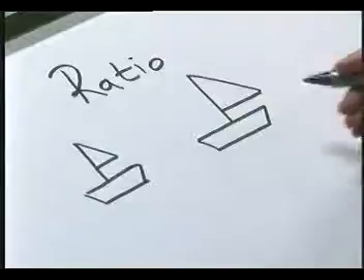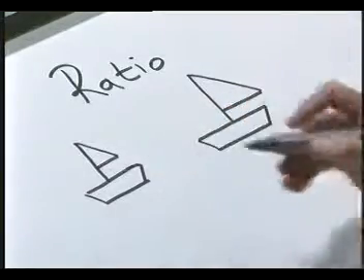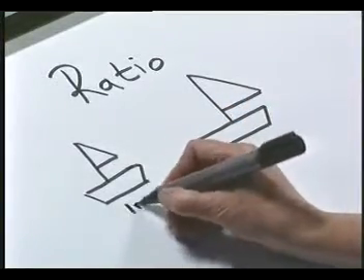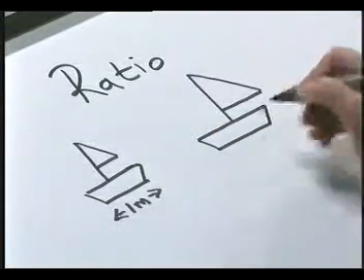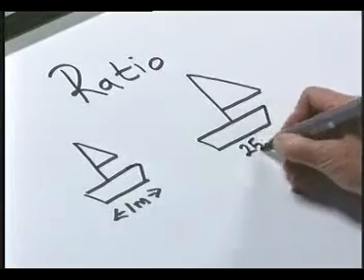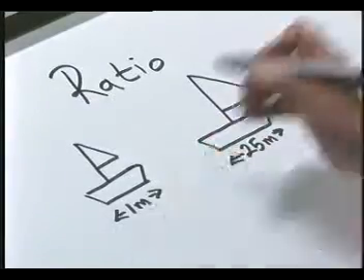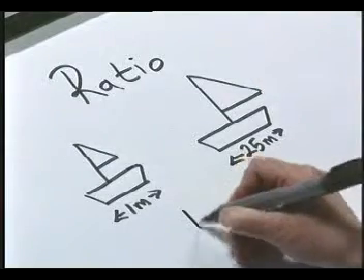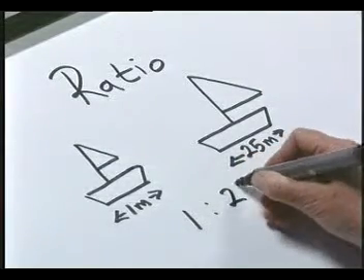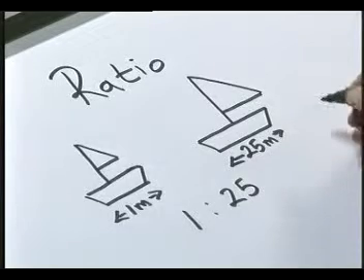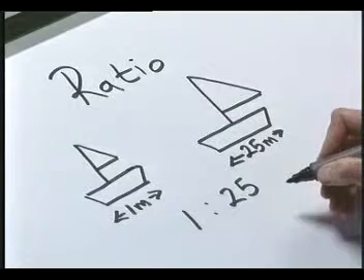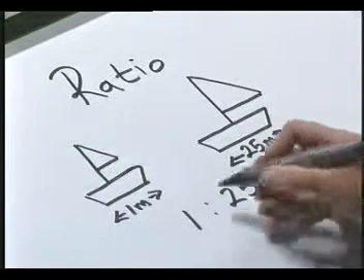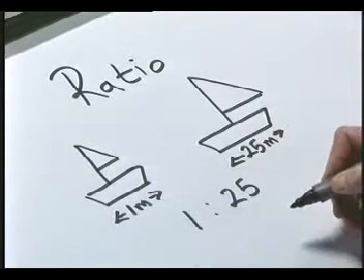So if we take this example, we've got a model boat whose length is 1 metre and the real boat whose length is 25 metres. Then we say the ratio of the length of the model boat to the real boat is 1 to 25. Notice we've just used the numbers without the unit, metres, and we've used the colon to represent the ratio.